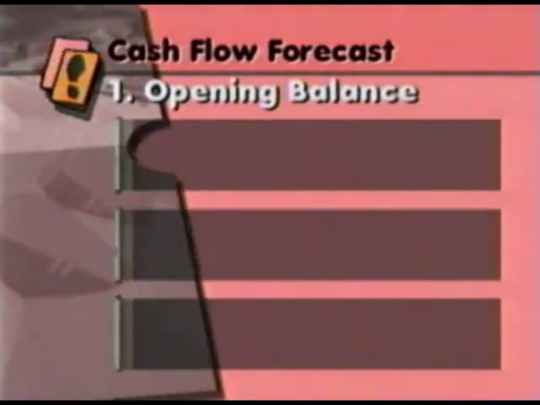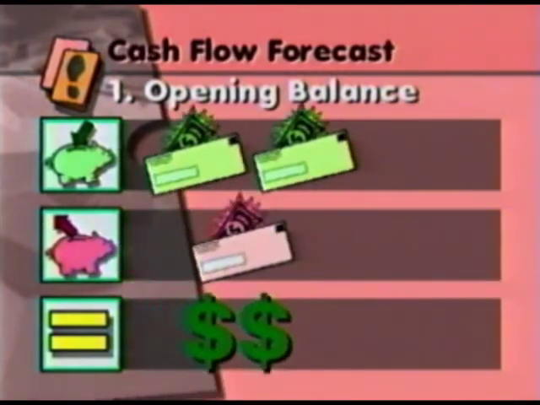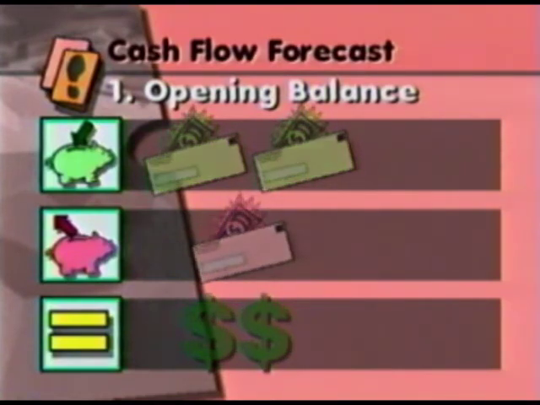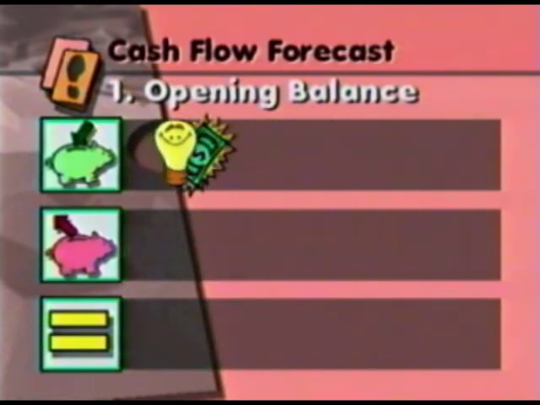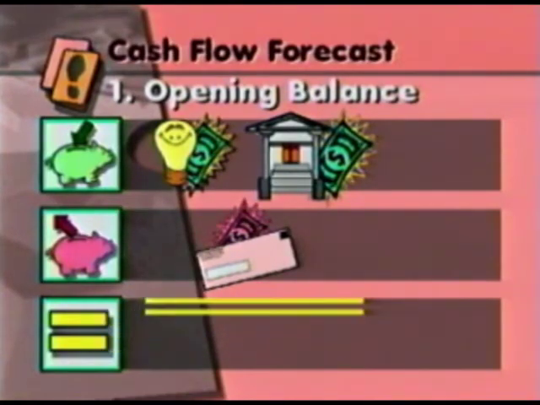If you're already in business, the closing balances from accounts receivable, accounts payable, and the bank are transferred to your forecast under the heading Opening Balance. For new businesses, record any personal investments, loans, and prepaid expenses. So your opening balance equals total cash-ins minus total cash-outs.